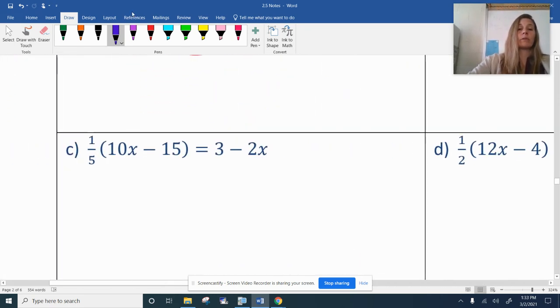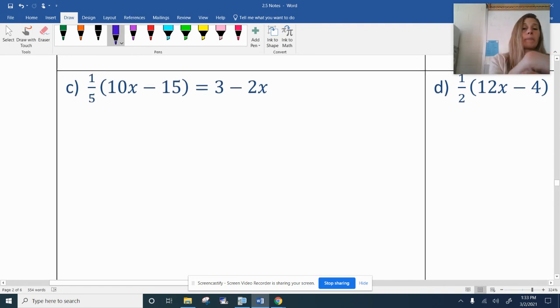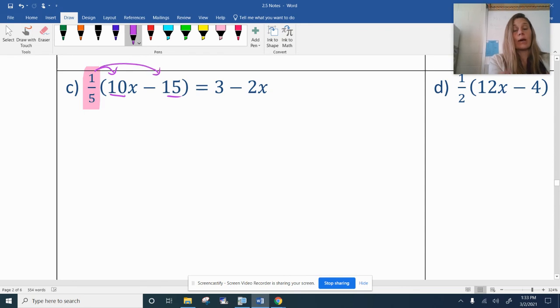Okay, let's go to example C. Again, 1/5, not a bad option here to just distribute because 10 and 15 are both divisible by 5, so this fraction will actually cancel out when I distribute. So 1/5 of 10 is actually 2, in this case 2x. 1/5 of 15 is 3.